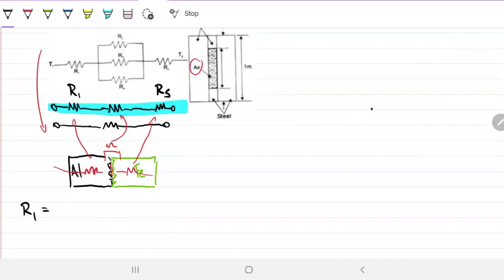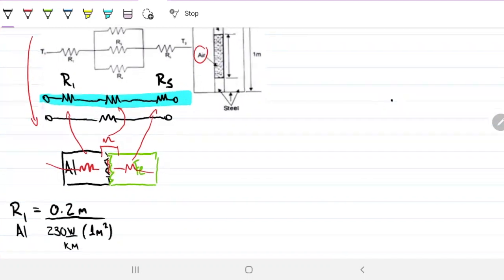R1 is the one for the aluminum slab, and that is 0.2 meters thick. Its coefficient is 230, and its area is 1 meter squared, as given in the problem.